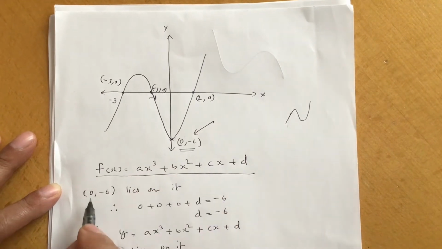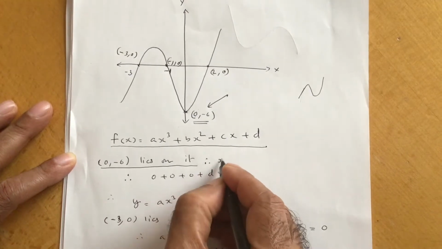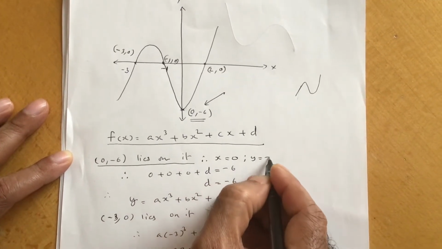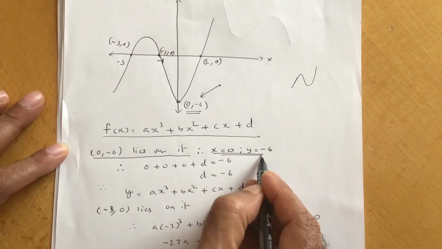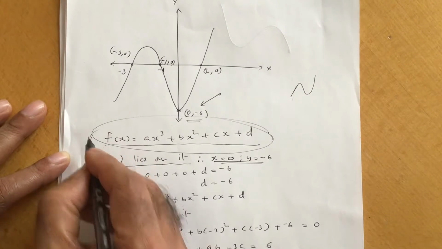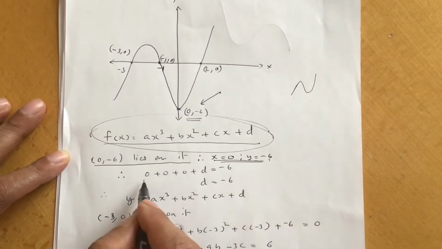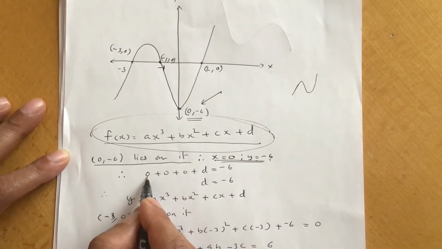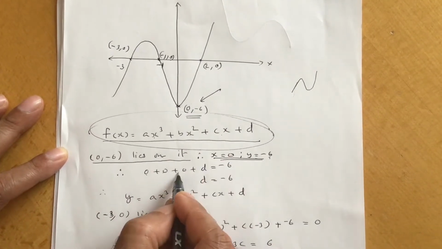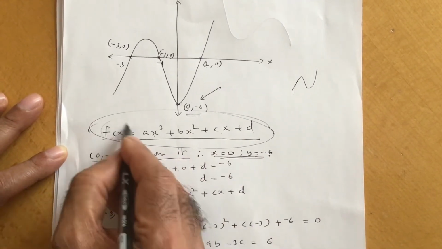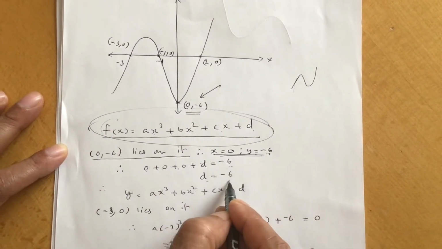So I'm going to first say that 0 comma negative 6 lies on it, which means your x is 0 and y is negative 6. That is, f of x is negative 6. So into my basic function, I'm going to replace f of x, that is y, by negative 6 and x by 0. So ax cubed becomes a into 0 cubed, 0. bx squared becomes b into 0, which is 0. c into 0 plus d is equal to my f of x, y. y is negative 6. So d is equal to negative 6.